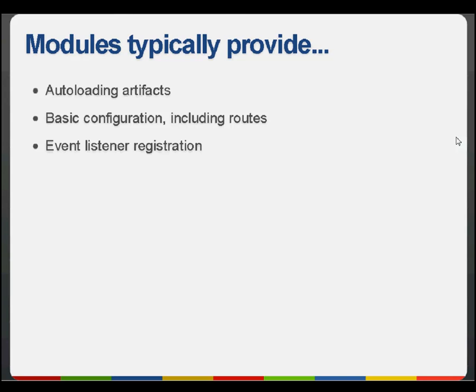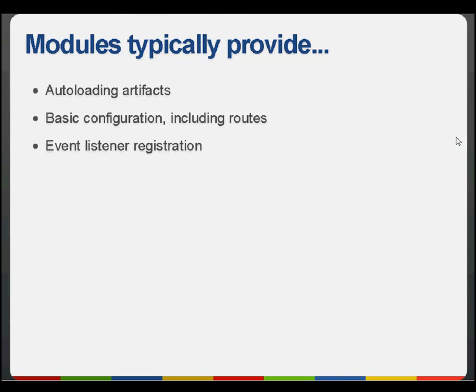So the things that we typically provide, I mentioned this before, are autoloading artifacts, basic configuration, including your routes, and event listener registration. These are the three ways basically that you hook into your MVC application. You have to tell it where to find the code. You have to tell it how the code relates to each other and inform how to use some of the code. So that's your configuration. And then your event listeners are going to be, how do I tie into the workflow of the MVC?